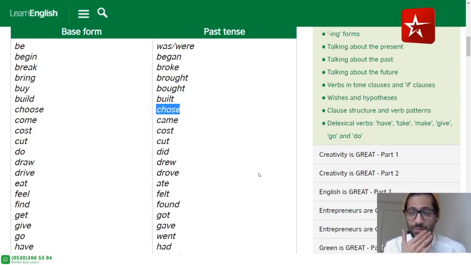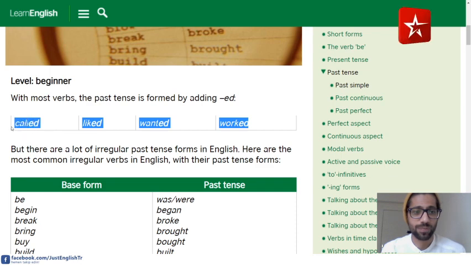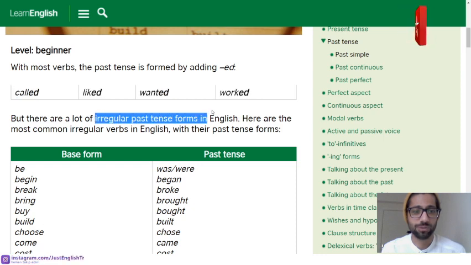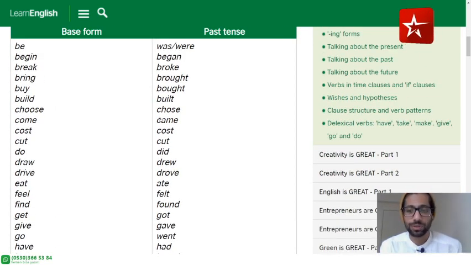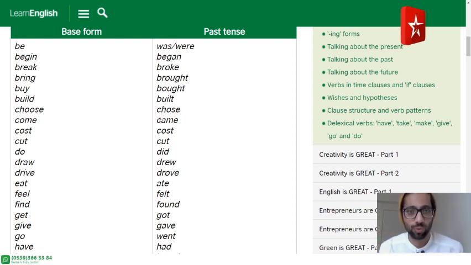Yes, Miss Sala. Regular is with ed, like those here. A lot of irregular verbs here, he says irregular past tense forms in English. Here are the most common irregular verbs in English. So irregular means not normal, which means the word changes into a whole different word.